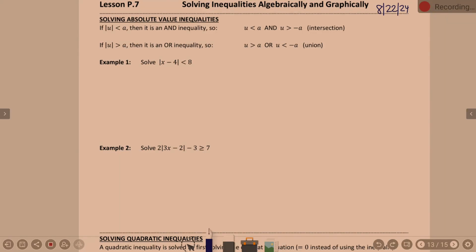6.7. We're talking inequalities here. We focus mostly on equations, but now we're talking solving inequalities. You'll notice it talks about solving inequalities algebraically and graphically. So we'll talk some algebra, but then we're also going to talk graphically in terms of using the graphing calculators. Definitely something you'll want to become confident with.